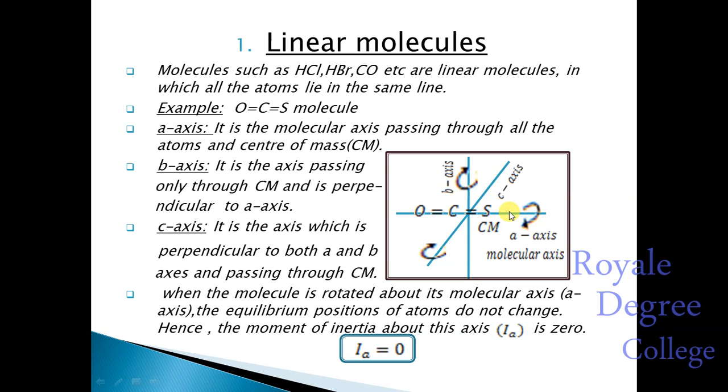Next axis is the B axis. It is the axis passing only through center of mass and is perpendicular to the A axis. Next the C axis. It is the axis which is perpendicular to both A and B axes and passing through center of mass. When the molecule is rotated about its molecular axis, that is the A axis, the equilibrium positions of atoms do not change. Hence, the moment of inertia about this axis, that is IA, is 0. So, we can represent here IA is equal to 0.